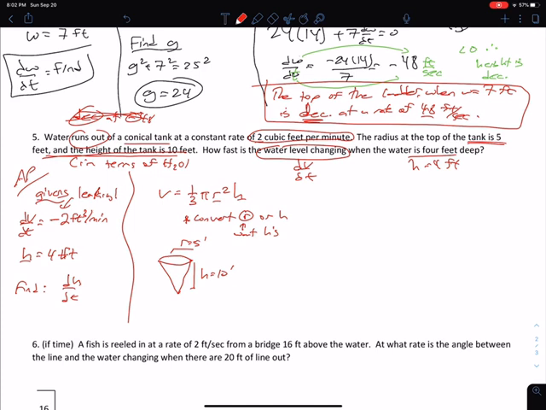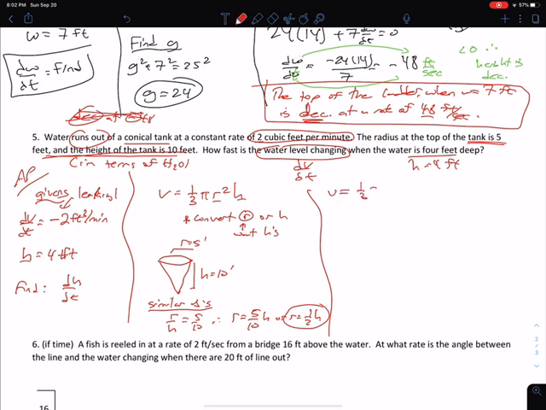I can use this to determine a relationship between r and h by using similar triangles. You can use this skill a lot in here. So we can say r over h is the same as 5 over 10. Therefore, r is 5 over 10 h, or r is 1/2 h. And I can plug that in. So now I would get V equals 1/3 pi, replacing r with 1/2 h, don't forget the square, times h.